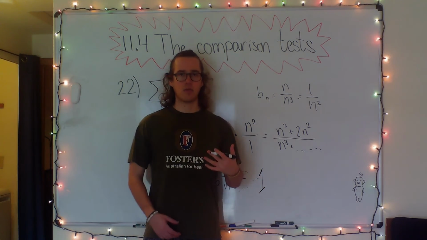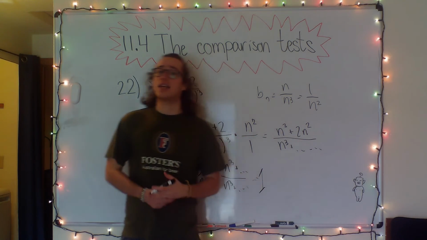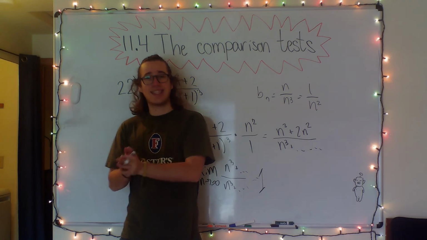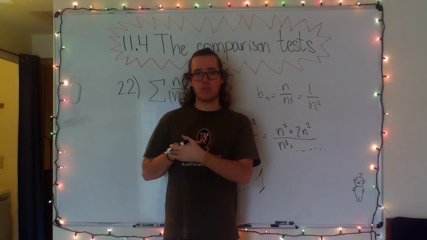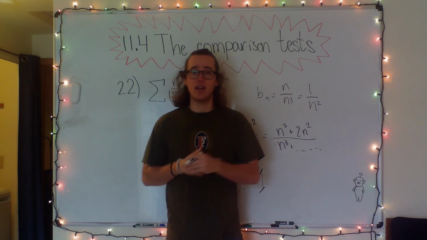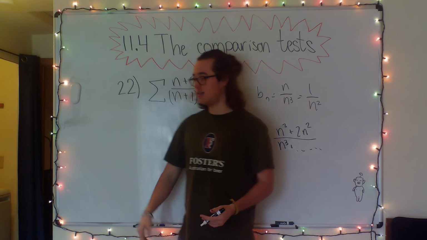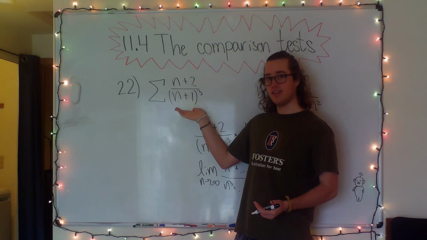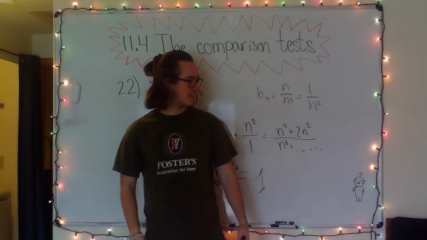And we know from the last problem that 1 over n squared converges, and if our limit for the limit comparison test equals a constant, which 1 is, then both follow the same rule of convergence or divergence. 1 over n squared converges, so n plus 2 over n plus 1 cubed does what? Converges. You knew that.